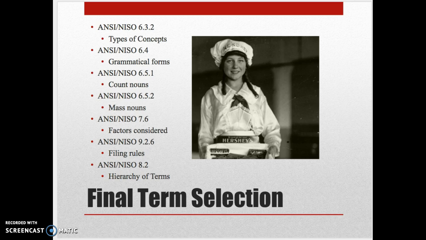Final term selection. In the ANSI NISO, some of the rules we went by are: types of concepts are Christmas, birthdays, and baby showers. Grammatical forms are ship to shipping, caramelized to caramelization. Our count nouns are graduations, dairy farms, and refining machines. Our mass nouns are sugar, salt, vanilla, and kosher.